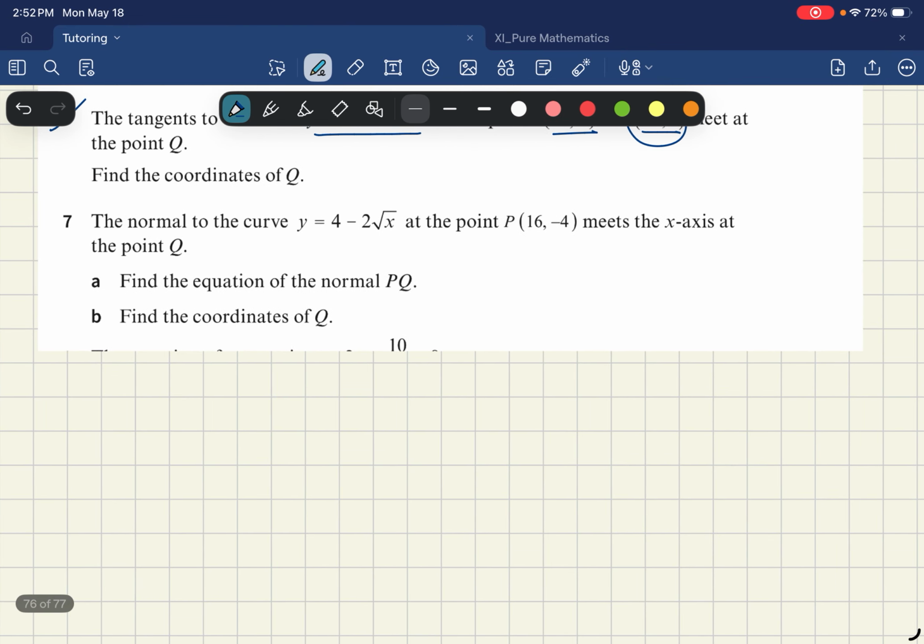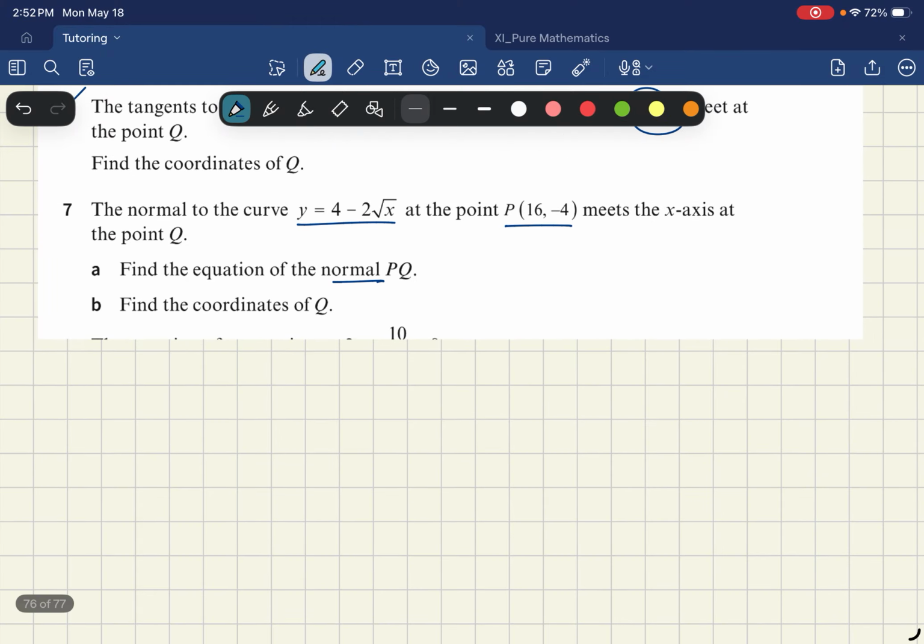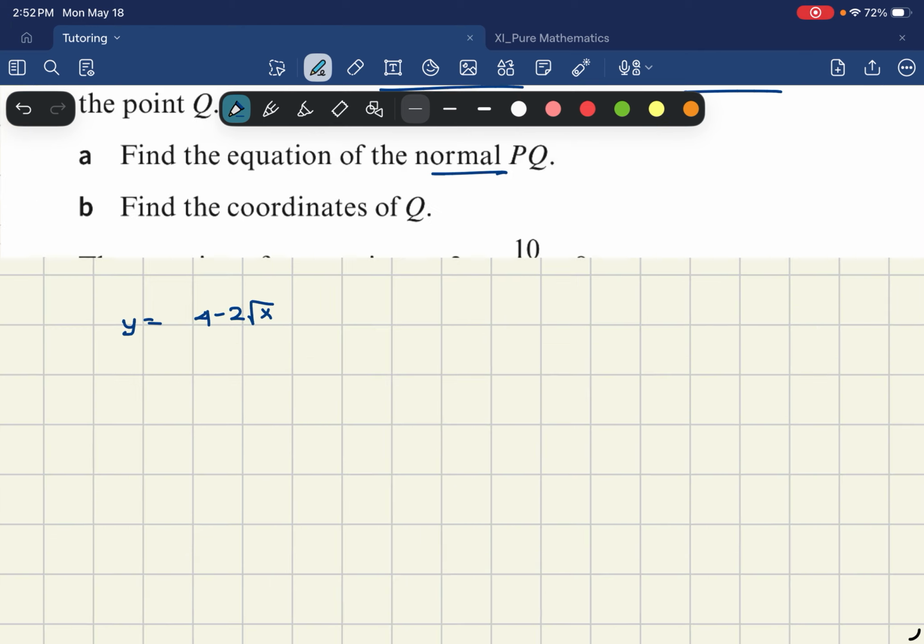Oh my god. Okay. So the normal to this curve at this point meets the x-axis. Okay, so basically we want to find the equation of the normal. I think 7 only has 2 parts as well. Okay, so y is going to be 4 minus 2 square root of x.